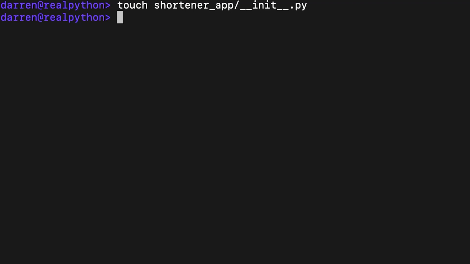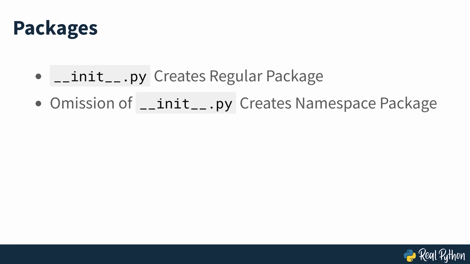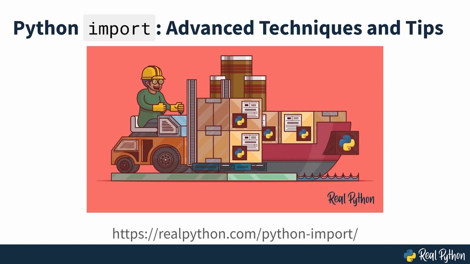This dunder-init.py file will stay empty throughout this course. Its only job is to tell Python that your shortener_app directory is a package. Note that without a dunder-init.py file, you'd create not a regular package, but a namespace package. A namespace package comes in handy when splitting the package over multiple directories, but you're not splitting the package in this project. Check out this Real Python course to learn more about packages.